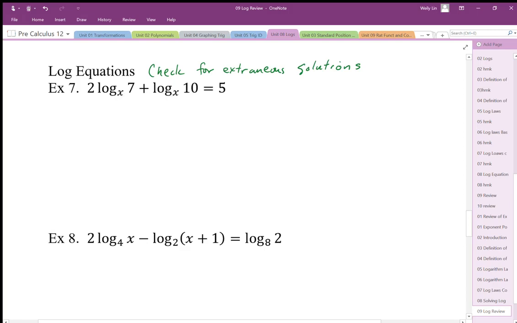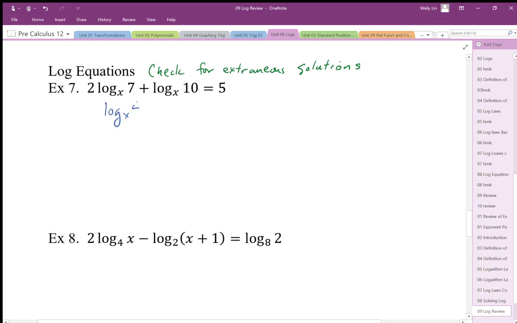We can combine the logs. Okay, we can use the definition of log. We can make one log on one side, one log on the other side, and drop the logs. This one is probably much easier to combine the logs.